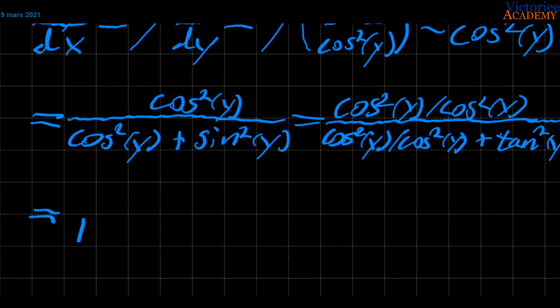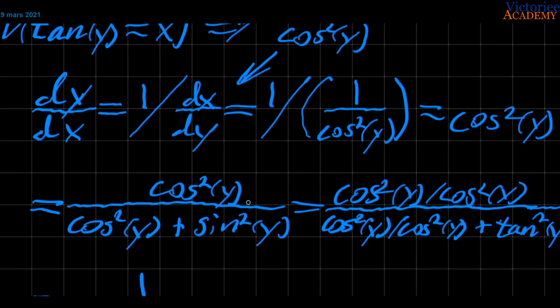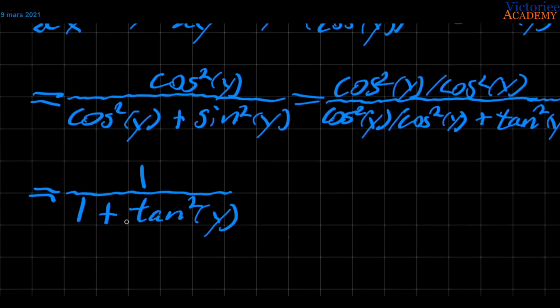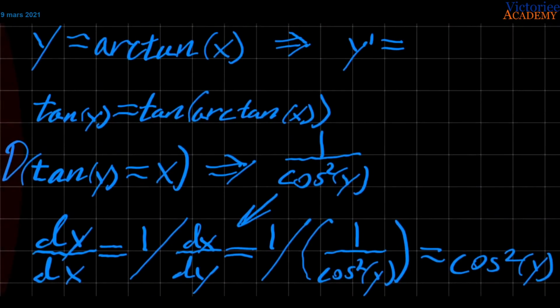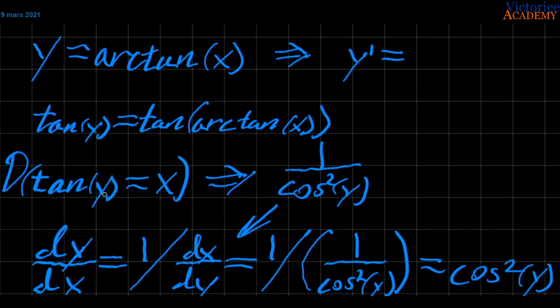Then we get 1 plus tan squared of y. So 1 over 1 plus tan squared of y. We managed to do some rewriting here along the way, and we ended up here. But are we finished? No. But we will be very soon, because of the equality we made here.